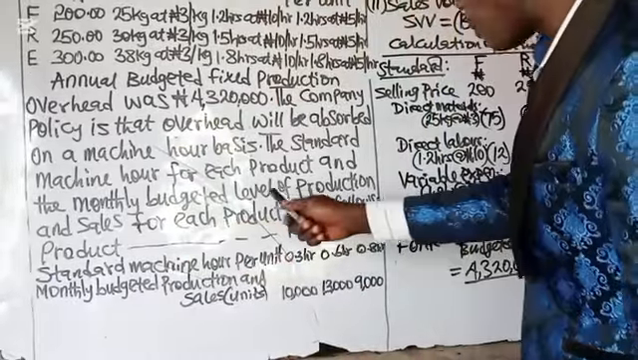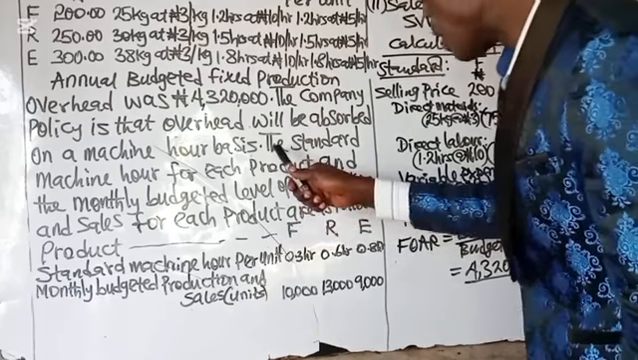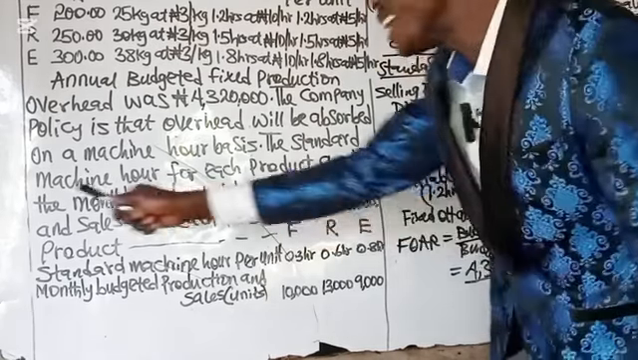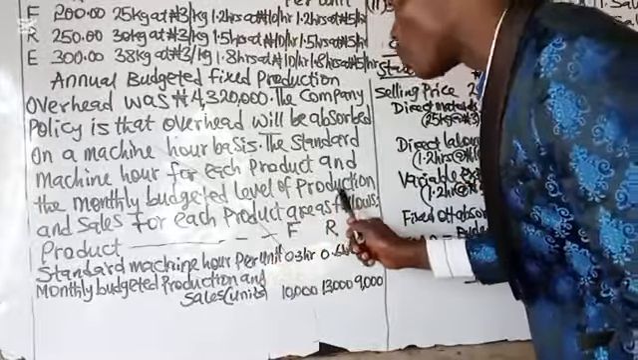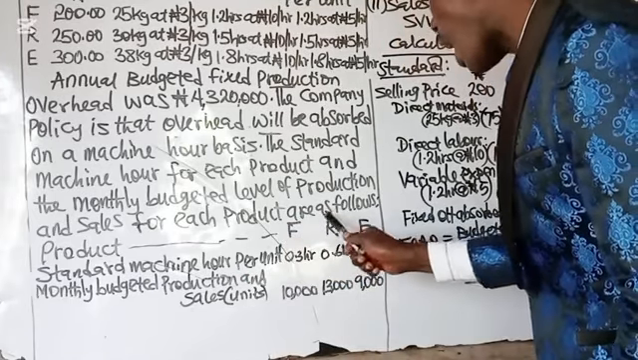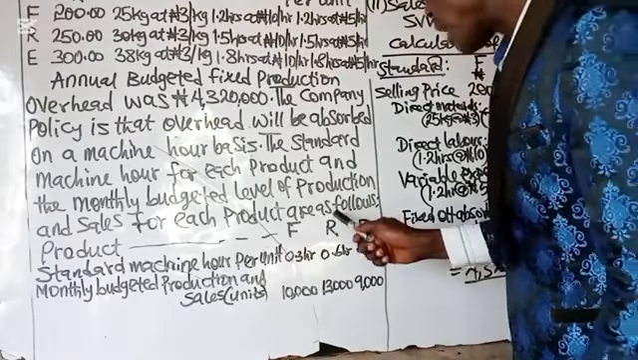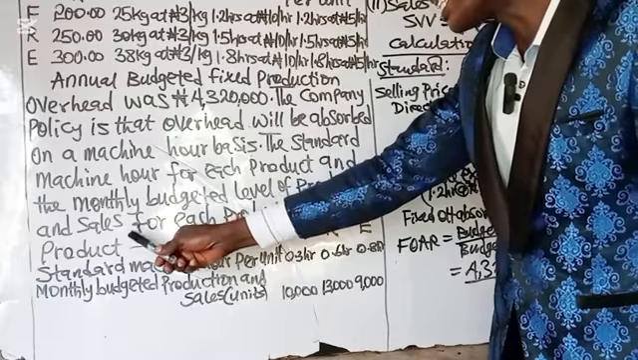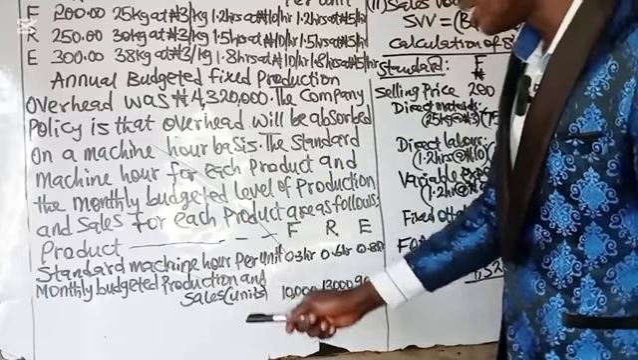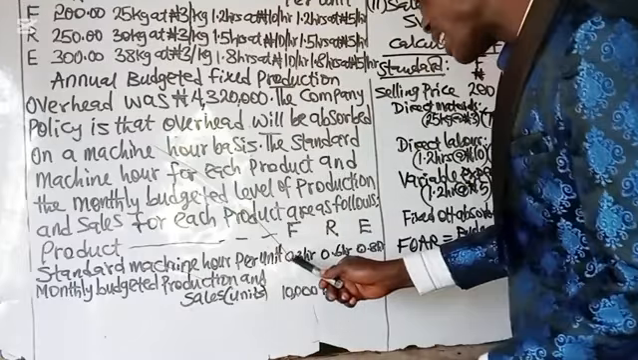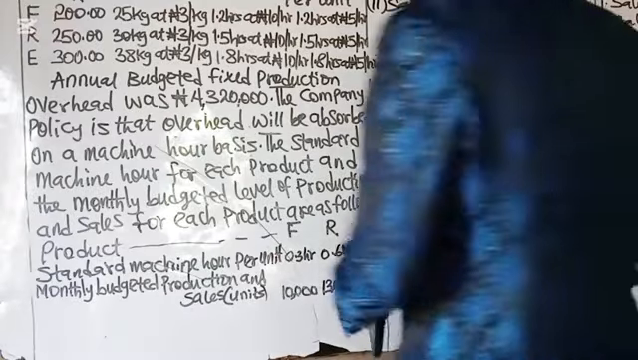But if you look at the information given about the hours, you were told the standard machine hour for each product and the monthly budgeted level of production and sales for each product are as follows. You are given on a monthly basis. So, since it is for a monthly basis, you will need to multiply the result by 12. So, what will now be the budgeted machine hours?